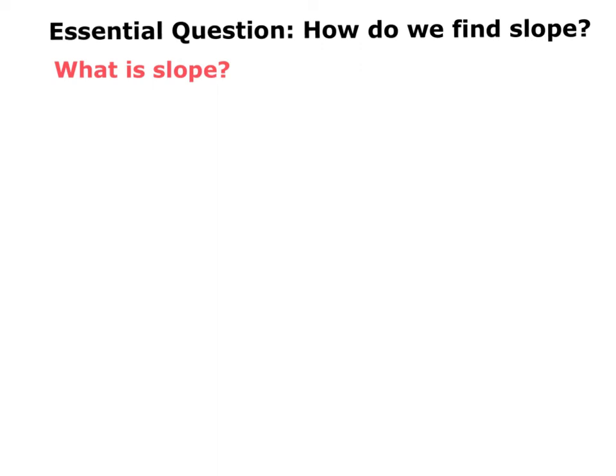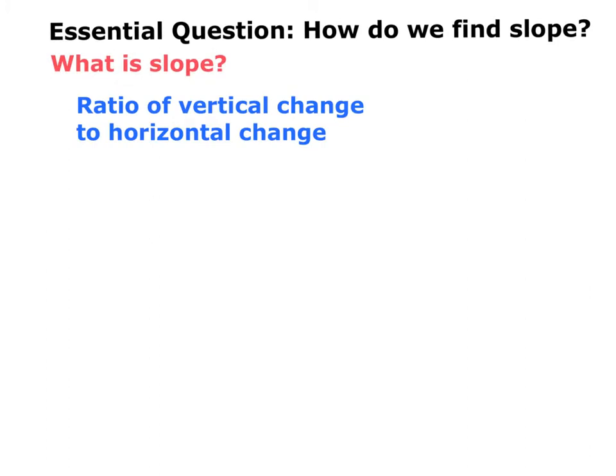All right, today we're going to answer the question, how do we find slope? Well, to begin, we have to ask ourselves, what is slope? Slope is the ratio of vertical change to horizontal change. Okay, and we remember vertical is our up and down, horizontal is left and right.